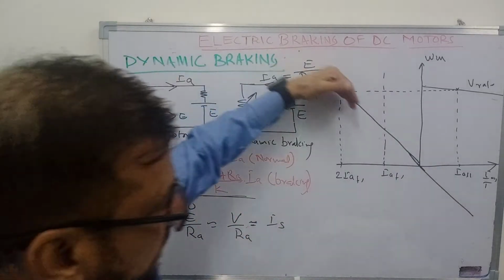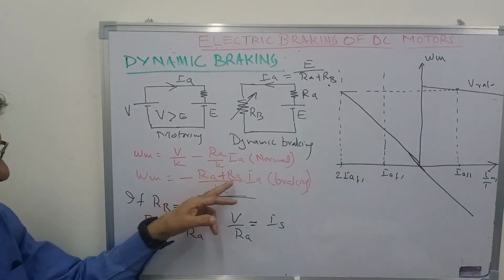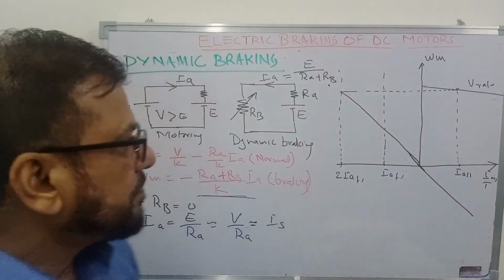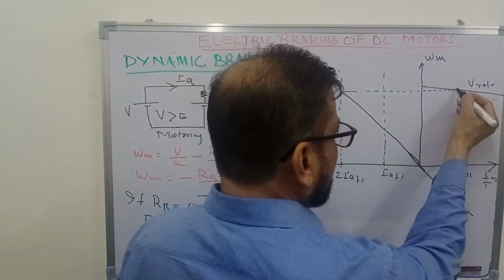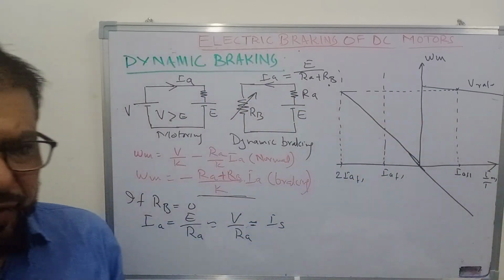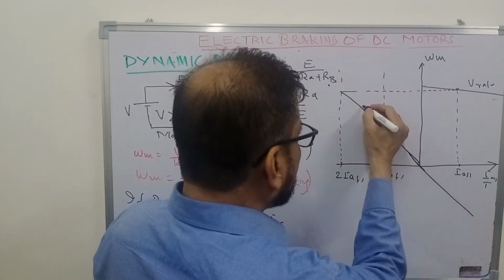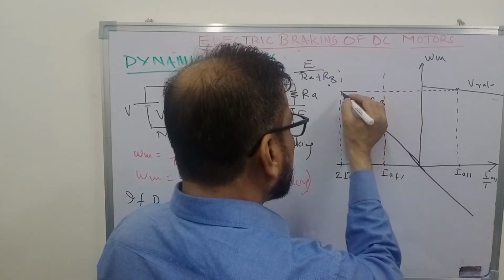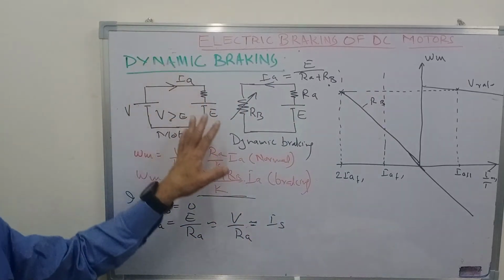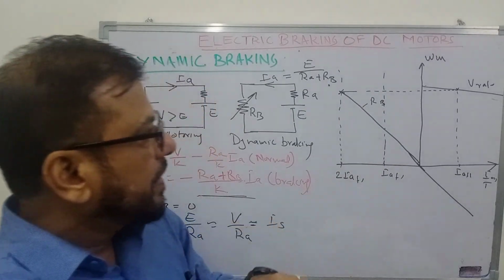So this is the slope, a negative slope, minus (RA plus RB) upon K, the slope of this characteristic. You are operating here and suddenly you have made this change. Speed will not change instantaneously. At the same speed, on these characteristics with resistance RB, you have this operating point. As soon as you do this, the current reverses and becomes equal to twice the full load current.